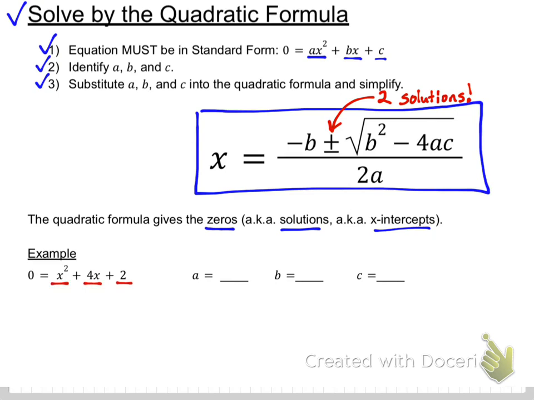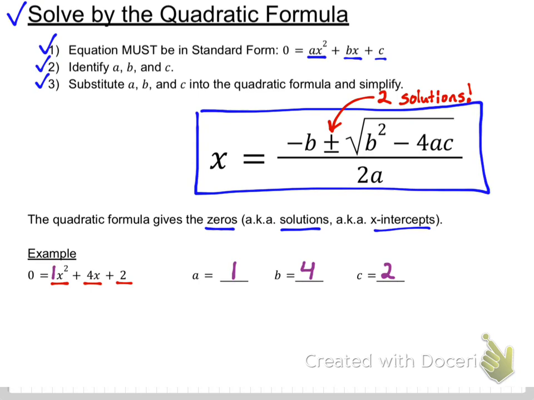So here's our example. 0 equals x squared plus 4x plus 2. It is in standard form because the x squared term is first, the x term is second, and the constant is third. And we need to see, okay, what are our a, b, and c? Well, remember, if there's no number in front of a variable, you can think of the number 1 as the number in front, since 1 times anything is itself. So 1 is actually our a. B is the number in front of the x term, so that's 4, and c is the number at the end, the constant, 2.